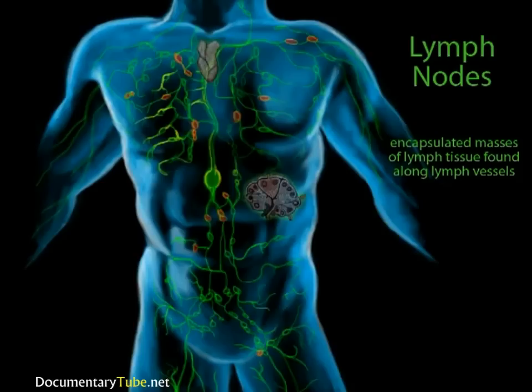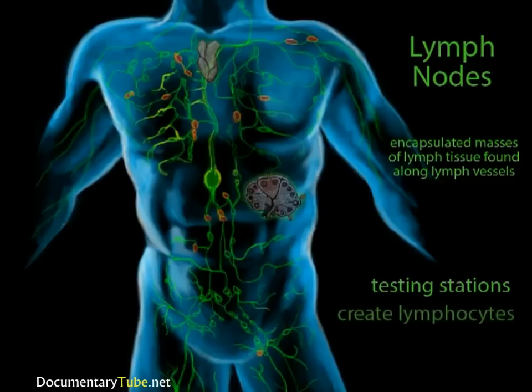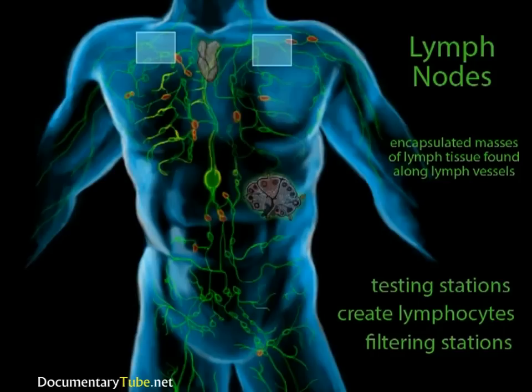Lymph nodes have three functions. First, they are testing stations. They monitor the blood by receiving samples of the blood plasma. Second, if the sample is rife with foreign invaders, they produce lymphocytes and send them into the bloodstream to try to destroy those invaders. In addition, the lymph nodes filter the lymph that they have so they can only return clean fluid back to the blood. Eventually, the lymph is returned to the circulatory system via the right and the left subclavian veins in the shoulders just above the heart level.